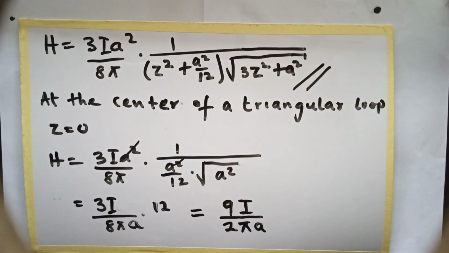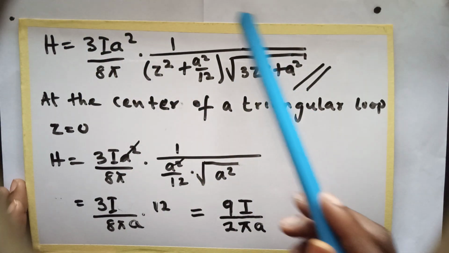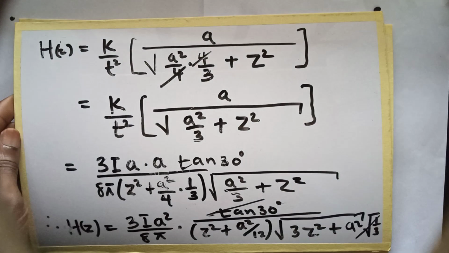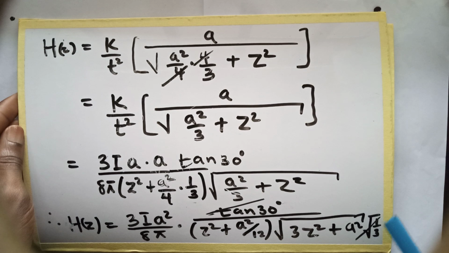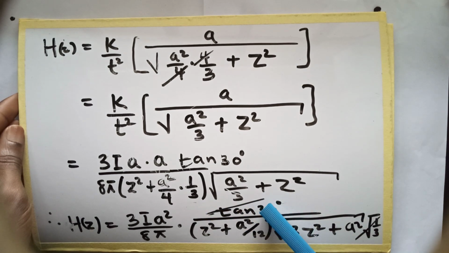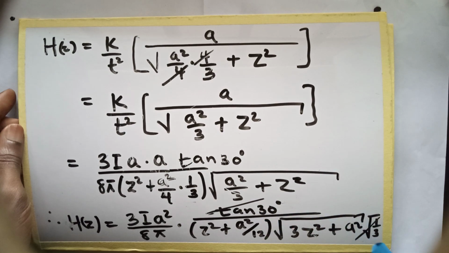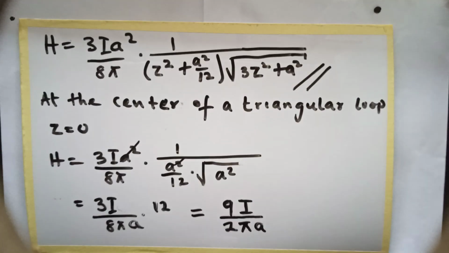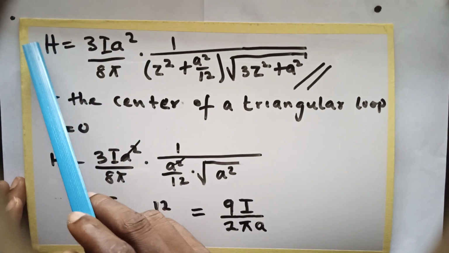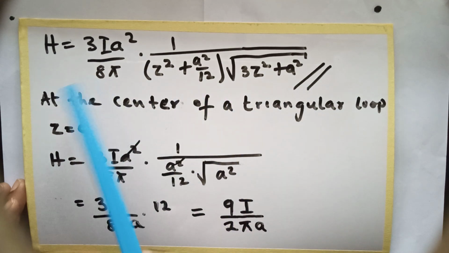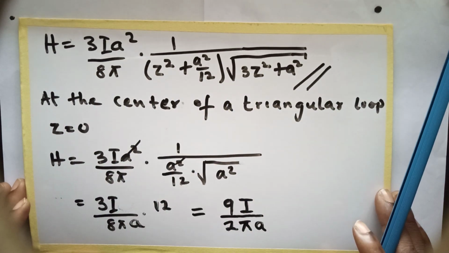So at the end of the day, we are left with this expression. Also take note, for this expression, the square root of 1 over 3 will cancel tan 30, because tan 30 is the same thing as 1 all over root 3. So 1 over root 3 will cancel this 1 over root 3. So we have this final expression. This is now the magnetic field along the axis of a triangular loop.